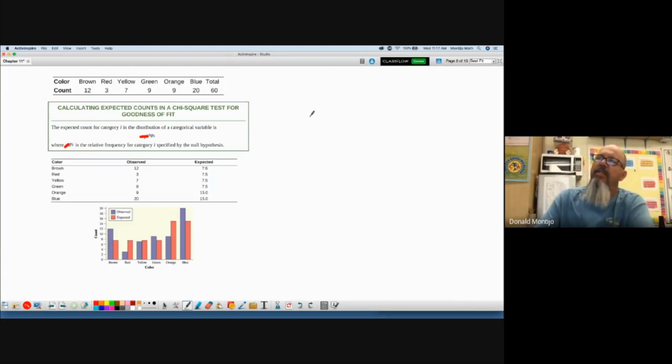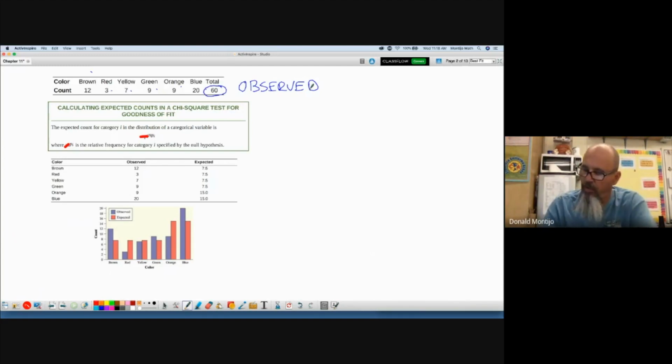Here is a bag of M&Ms. We went to the store, randomly purchased a bag of M&Ms, and there were 12 browns, 3 reds, 7 yellows, 9 greens, 9 oranges, 20 blues, and a total of 60 M&Ms in our bag. This is what we will call the observed. That's what we observed in our bag of M&Ms.